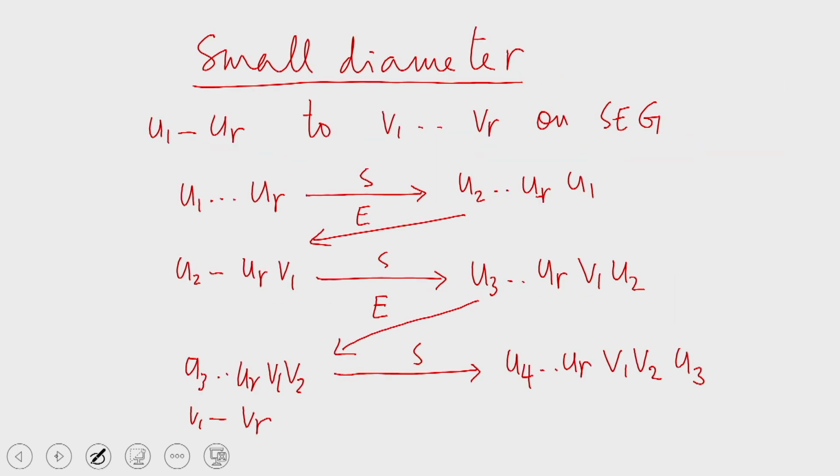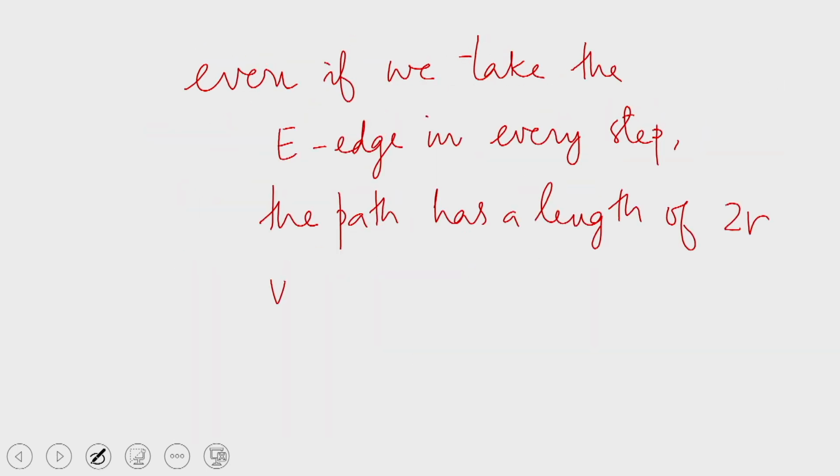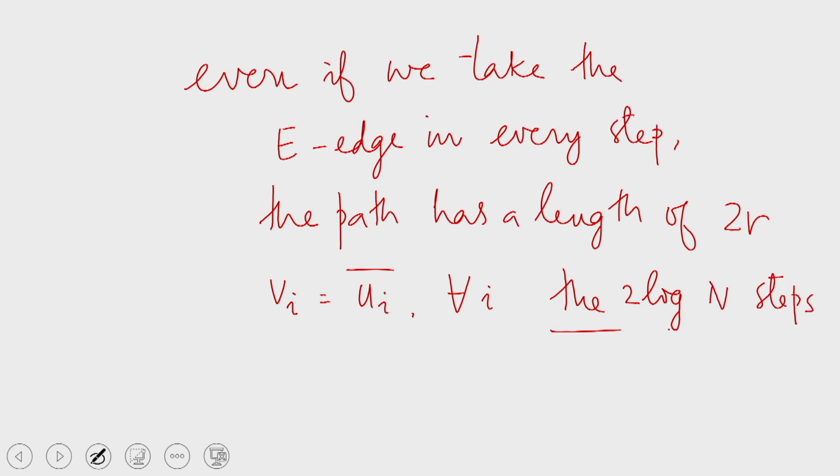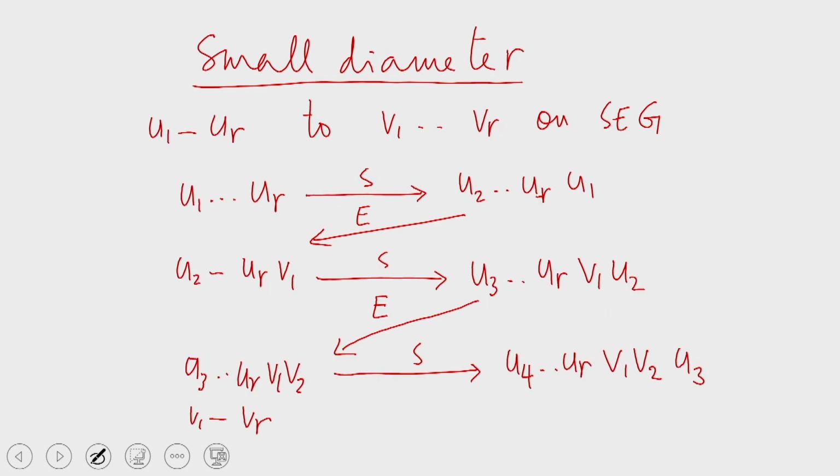So in particular, if Vi is the complement of Ui for all i, then 2 log n steps are necessary to achieve this transformation. But that is the worst that can be. Therefore, you can go from any vertex to any vertex in the graph using at most 2 log n steps. And the maximum will be taken when the source and the destination are bitwise complements of each other.